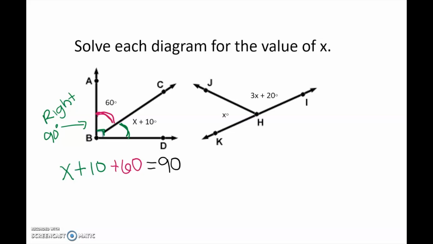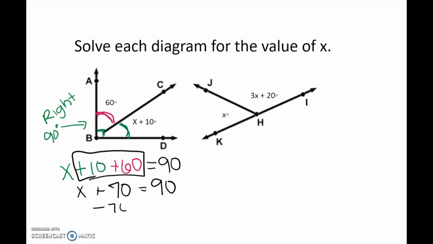So now again, I have an equation that I can solve. I can add my two constants together. 10 plus 60 is 70. And now I have a one-step equation. I can subtract 70 on both sides, and I get x equals 20.